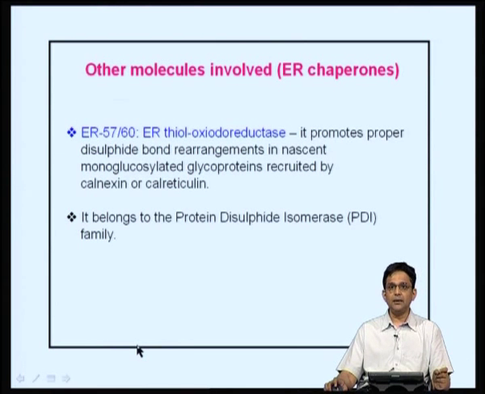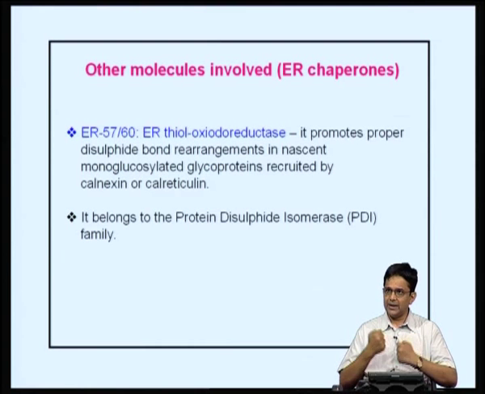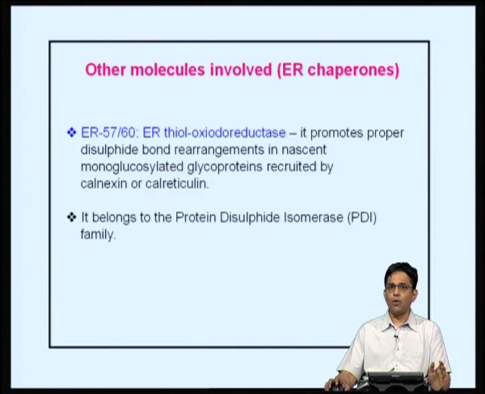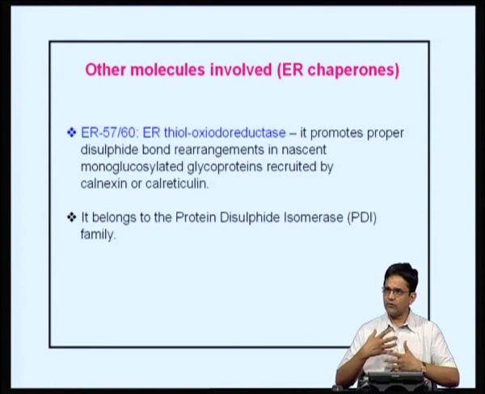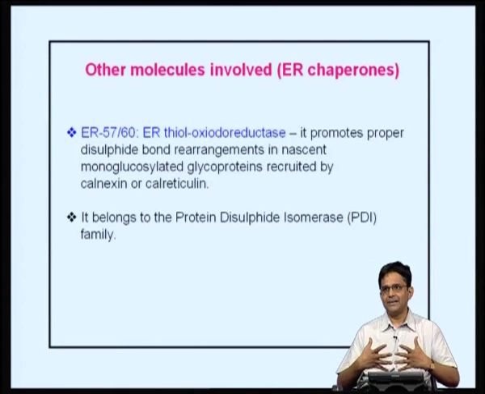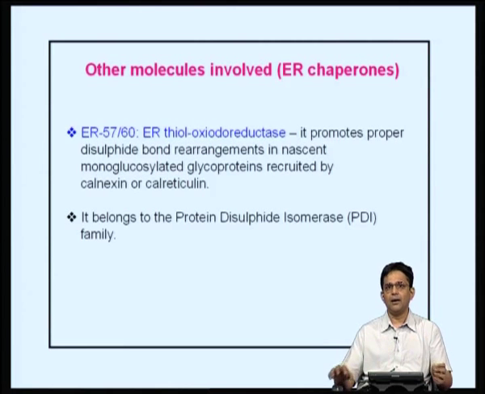Some other molecules are also important. For example, ER57, which is a thiol oxidoreductase, and this belongs to the protein disulfide isomerase family. It helps in the proper disulfide bond rearrangements in nascent glycoproteins that are recruited by calnexin or calreticulin. So, it is part of the ER folding apparatus, the protein folding apparatus in the ER, that you can appreciate.